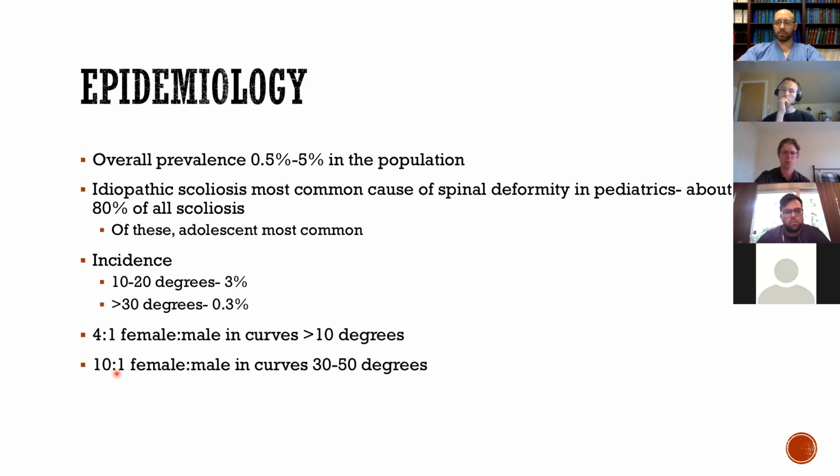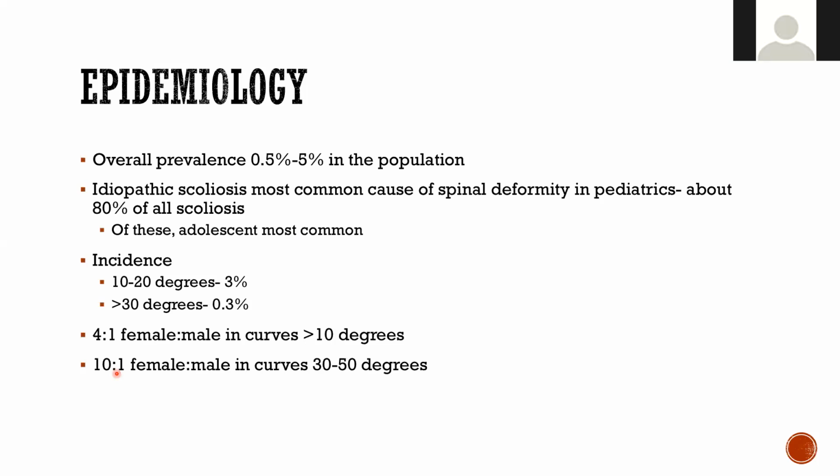So overall, AIS has anywhere between 0.5% and 5% in the general population. AIS is the most common of all pediatric spinal deformities, with 80% of all scoliosis. And incidence of different size curves, 10 to 20 degrees is about 3%. Anything greater than 30 degrees is about 0.3%.